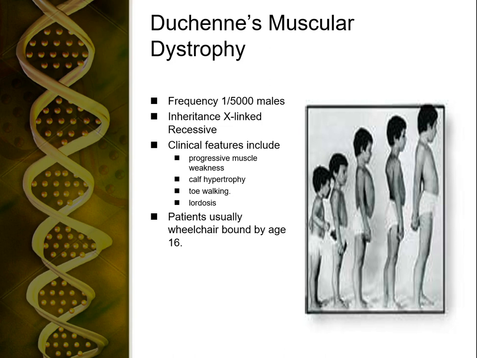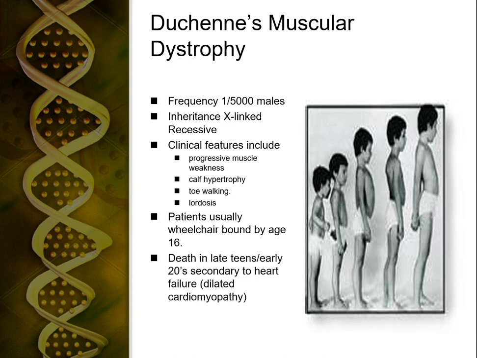Boys are usually wheelchair bound by age 16, and death in the late teens to early 20s, secondary to dilated cardiomyopathy. The heart is the most important muscle in our body, and as the skeletal muscles are weakening, so is the heart. And so a dilated cardiomyopathy is the heart becoming enlarged and it's not contracting correctly.